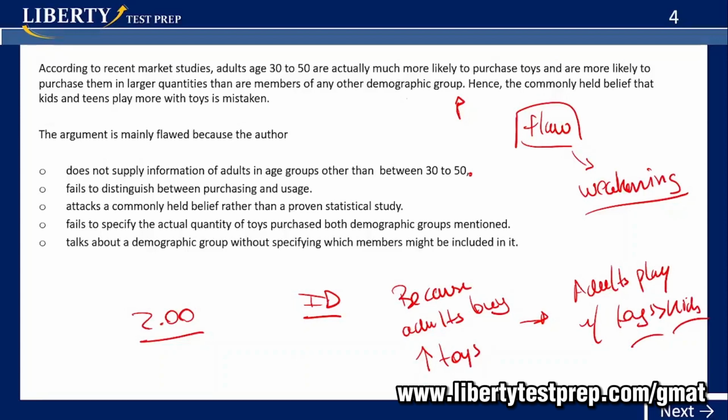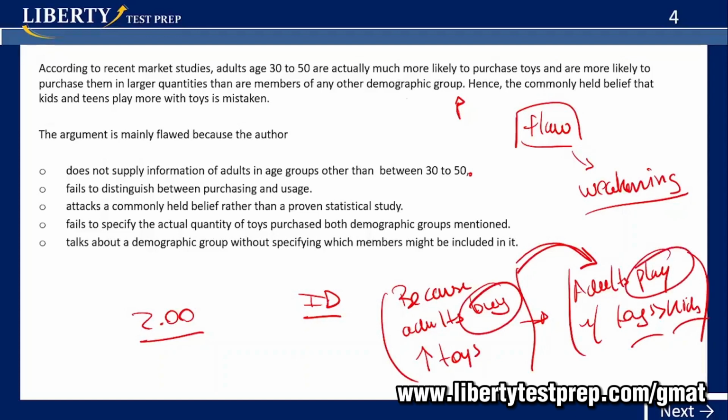The problem is really here: how is the author making the link between these two, between buying and playing? Because the author is kind of making an equation of that. He's equating buying to playing, but is that necessarily so? Anybody who buys something will use it? So if you buy a toy, you have to play with it, or maybe you can buy it as a gift. I don't know. So letter A is not the answer.